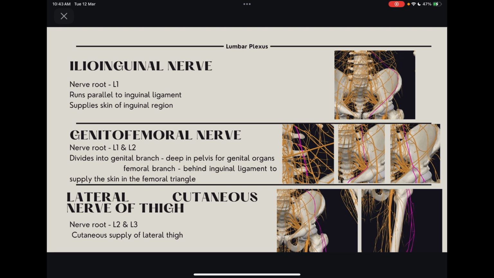The last cutaneous nerve is the lateral cutaneous nerve of the thigh, with a nerve root of L2 and L3, and as the name suggests again, it is supplying the skin of the lateral part of the thigh. So ilioinguinal will supply the inguinal region, genitofemoral, the femoral branch is supplying the femoral triangle, and lateral cutaneous nerve will supply the lateral part of the thigh.